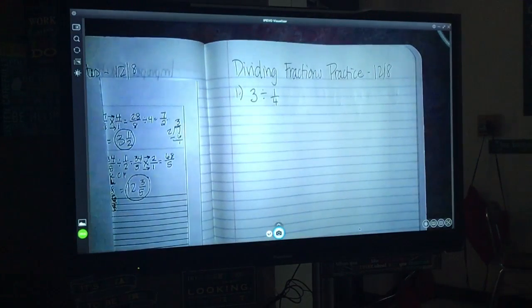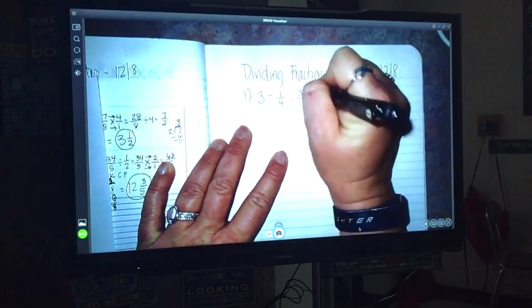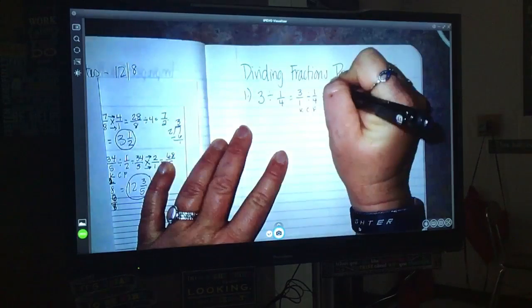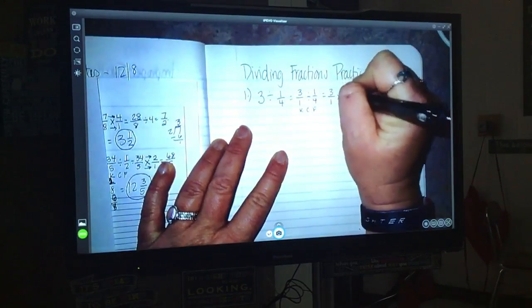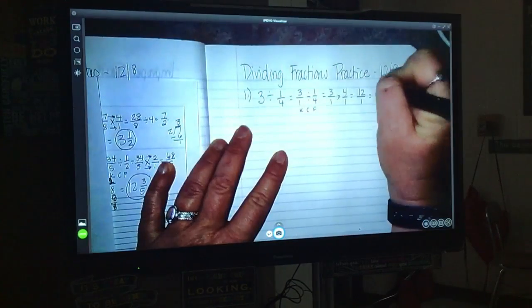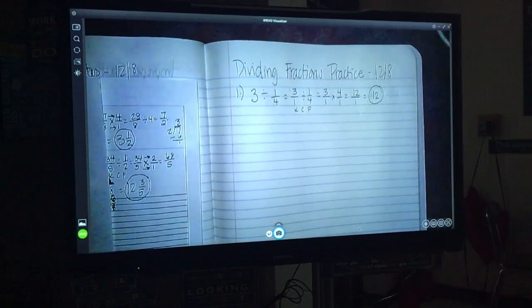Now, what do we do with that 3? Do we change it to 3 over 3, or do we put 3 over 1? Camden? 3 over 1. So this becomes 3 over 1 divided by 1/4. You do keep, change, flip. So 3 over 1 times 4 over 1 gives you 12 over 1, which gives you 12. So it takes 12 scoops to fill that bowl. That's a lot of food. That is. It's a big bowl.